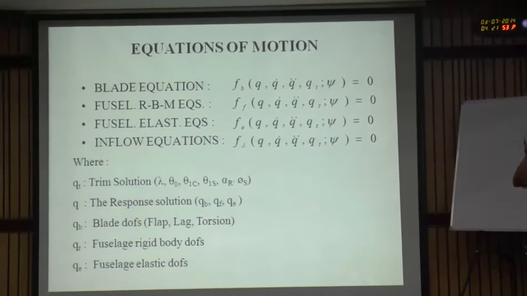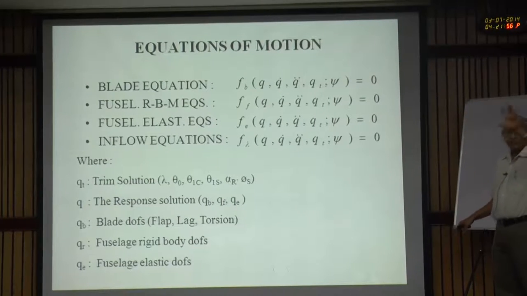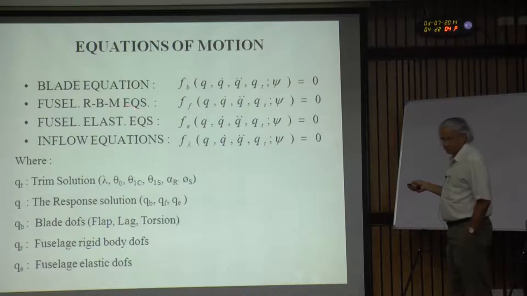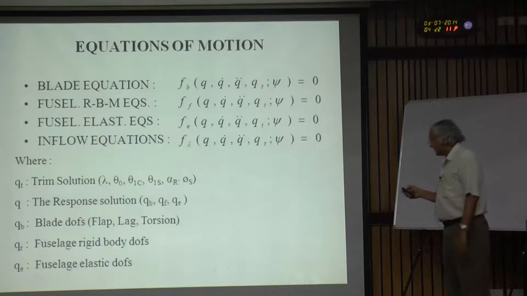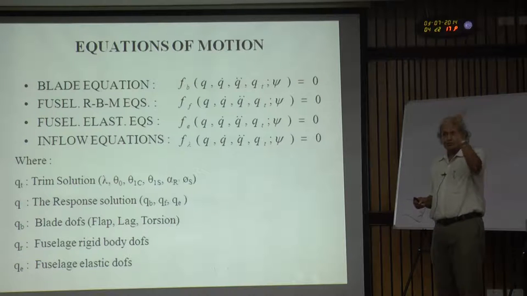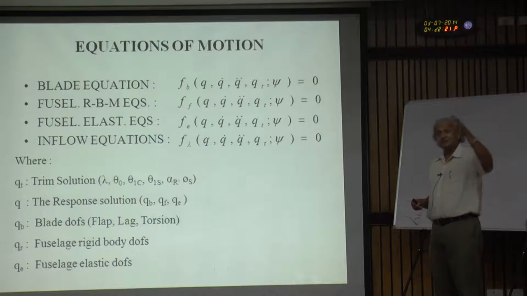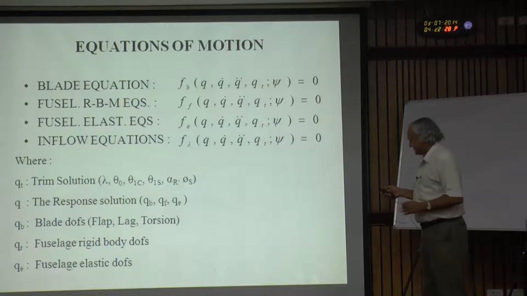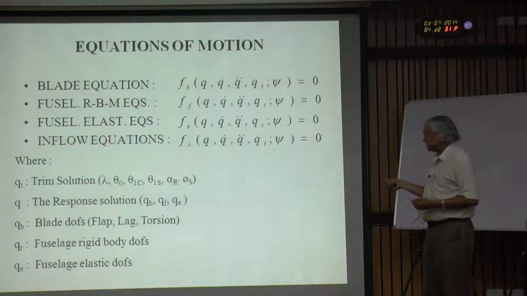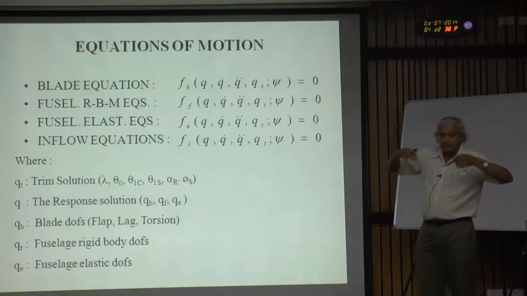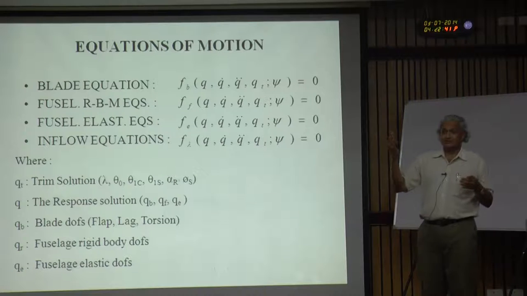So I will briefly give you the kind of equations, because we have mentioned those four blocks. You have blade equations, fuselage rigid body motion equations, fuselage elastic modes, because it's a three-dimensional structure. Then I put an inflow, because this is essential. The rotor rotates, it pushes the air down. That means what it pushes affects the load on the blade also. This itself is a separate study. People have worked only on this alone. So inflow equations, the rotor inflow, and that changes. Depending on the load, my inflow will change. So if the inflow changes, my load changes.